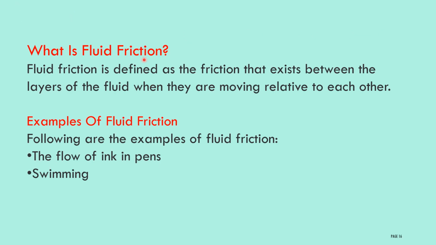What is fluid friction? Fluid friction is defined as the friction that exists between the layers of a fluid when they are moving relative to each other. When two layers of fluid are in contact with each other and start moving, it creates a friction. That friction we call fluid friction. Examples of fluid friction are the flow of ink in pens, and swimming.